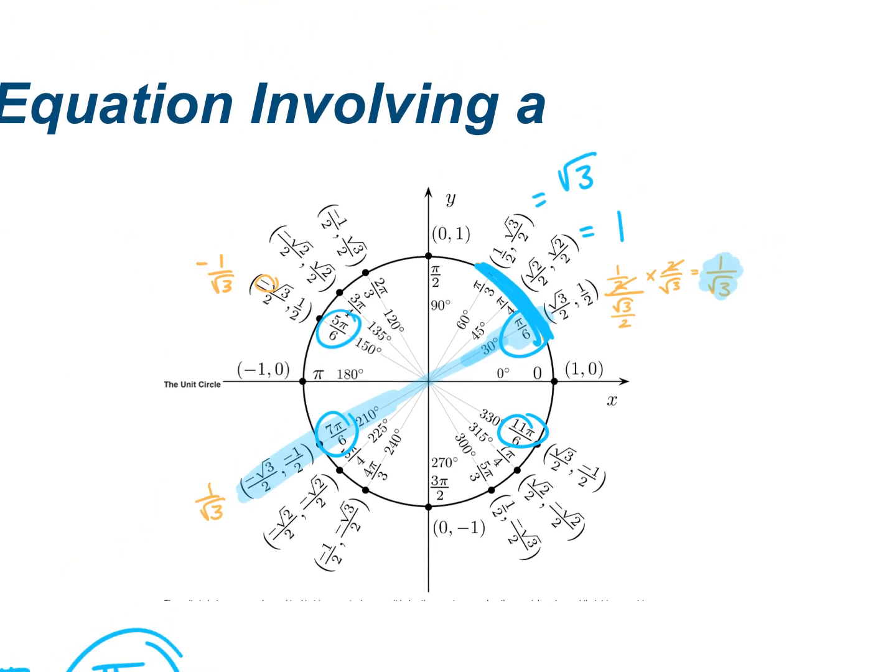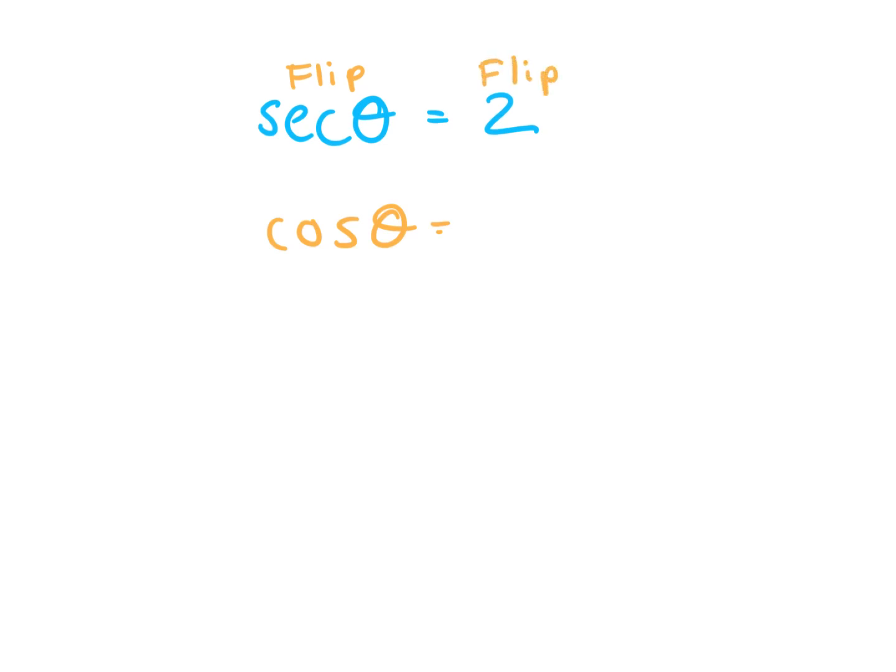So one other thing that you'll see in the homework, there's some questions that have our reciprocal functions. So if I had secant theta of 2, which trig function does this one go with? Cosine. So secant is the reciprocal of cosine. So we'd want to flip secant, which also means that we have to flip the other side too. So instead of it being 2, we just make it 1 over 2. So here we just look and see where x is 1/2.